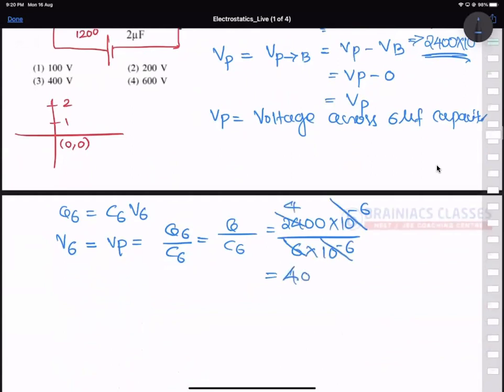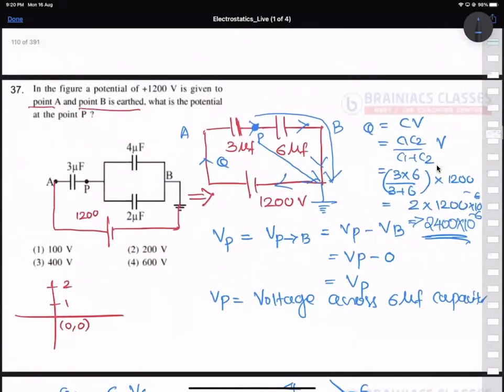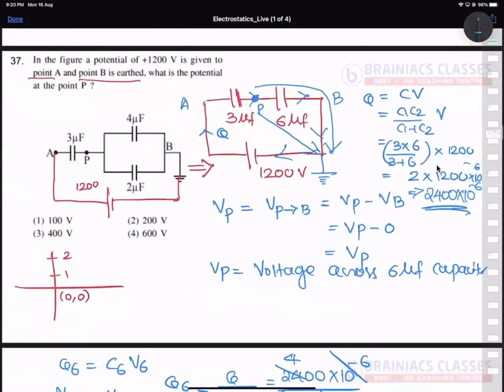So the answer is 400 volt. Okay, so 400 volt matches option 3. Option 3 is the right answer.